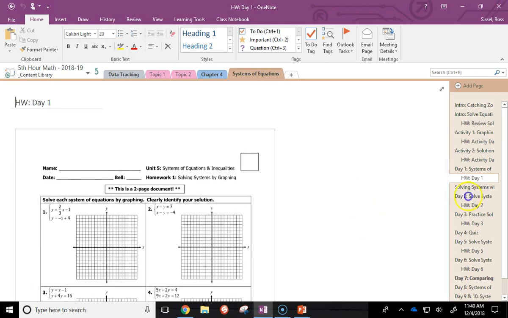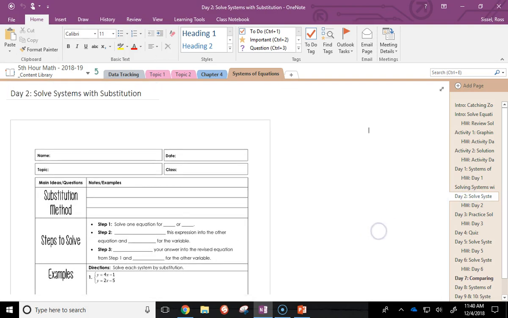Today, we are going to work with a second set of solutions.